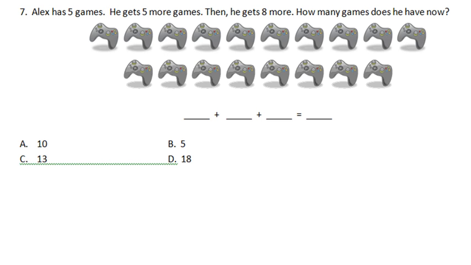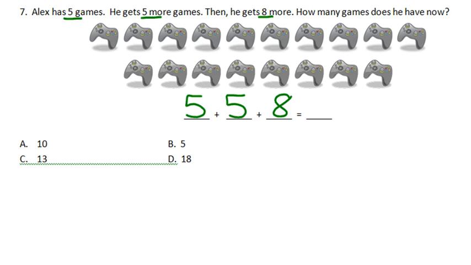The last one we're reviewing today is number 7. Alex has 5 games. He gets 5 more games. Then he gets 8 more. How many games does he have now? Again, we're working with 1, 2, 3 add-ins to find a total or a sum. Let's see what he starts with. He starts with 5 games and gets 5 more and gets 8 more. And he is a lucky boy.